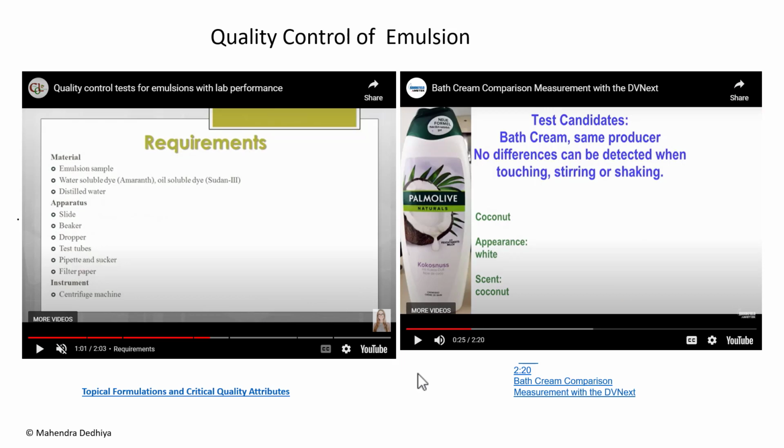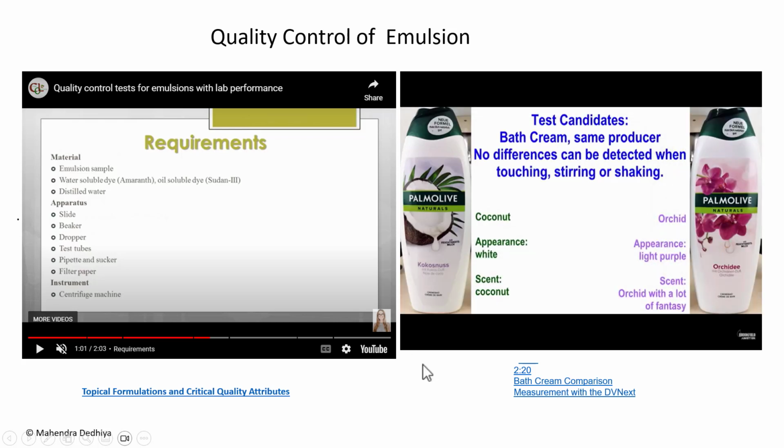Let's look at viscosity as a criterion. In this case, two products are compared. They both appear the same from a touching, stirring, and shaking perspective. The manufacturer is the same. One has a coconut flavor and the other has a different flavor. Let's look at the video to see how viscosity can help differentiate the products.